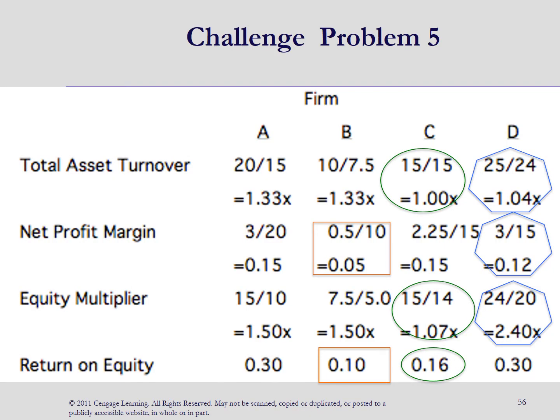This is from the end of chapter question, problem 5. You should be able to calculate total asset turnover, net profit margin, equity multiplier, and return on equity for each firm based on the information provided in the problem. For return on equity, you can calculate it directly by using the definition, earnings after taxes divided by stockholders' equity, or you can calculate the return on equity by the product of total asset turnover, net profit margin, and equity multiplier. You will get exactly the same result.